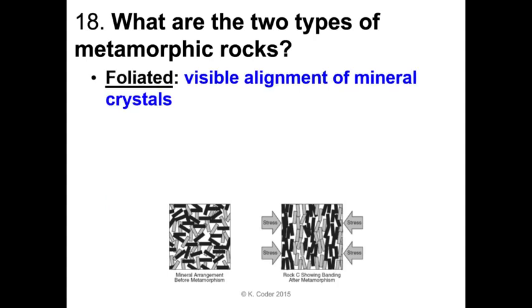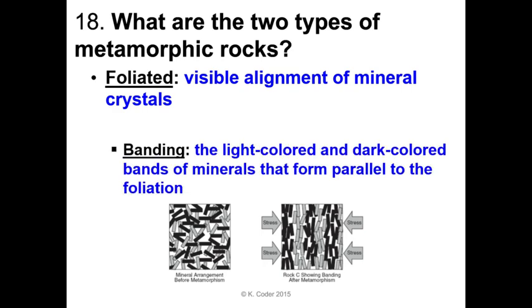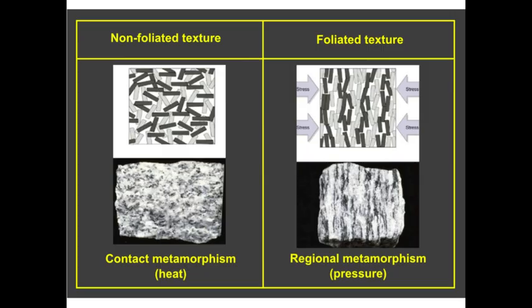So when we talk about foliation, okay, foliation is the visible alignment of minerals and crystals. In the bottom picture, okay, there is no foliation. Okay, the mineral arrangement before is scattered throughout. But once stress or pressure is applied to either side, the minerals will realign and create basically alternating colors of bands. Okay, and that's called banding. The light colored and dark colored bands of minerals that form parallel to the foliation.